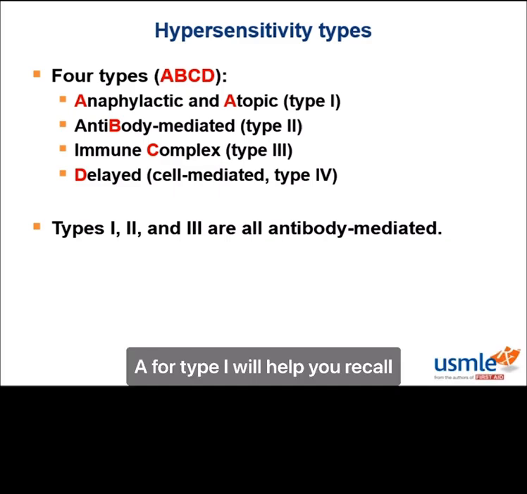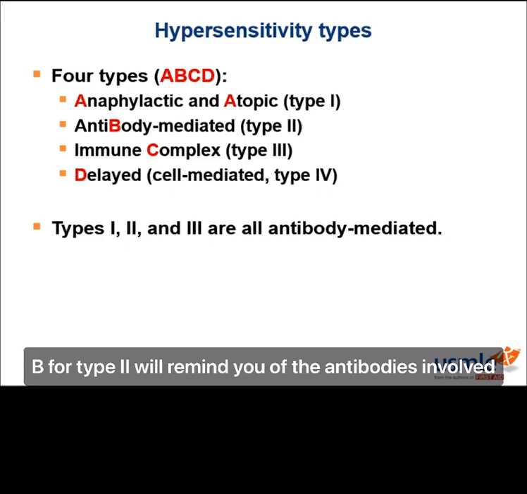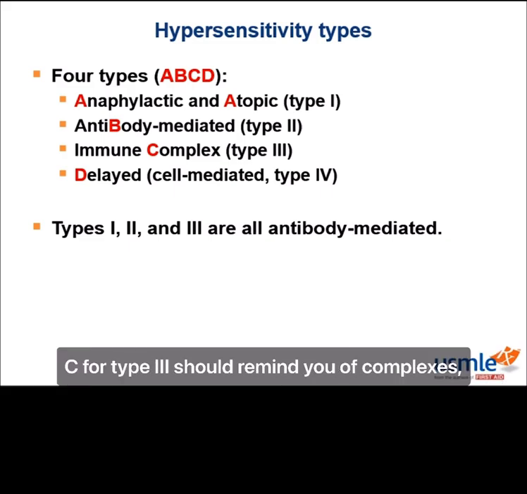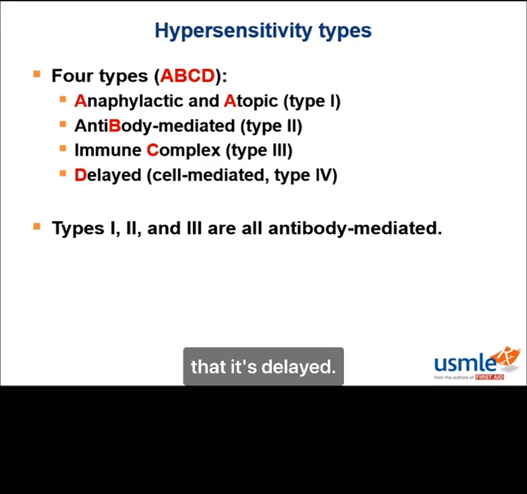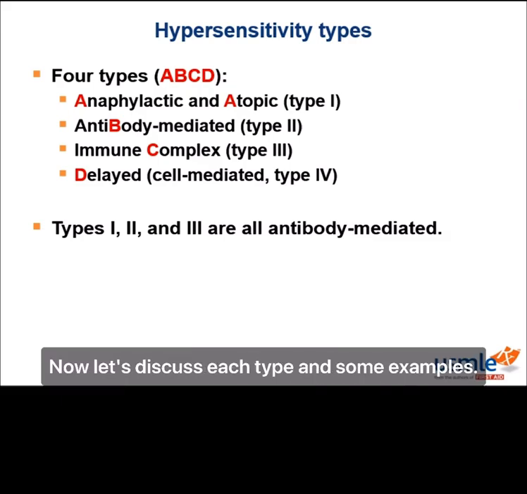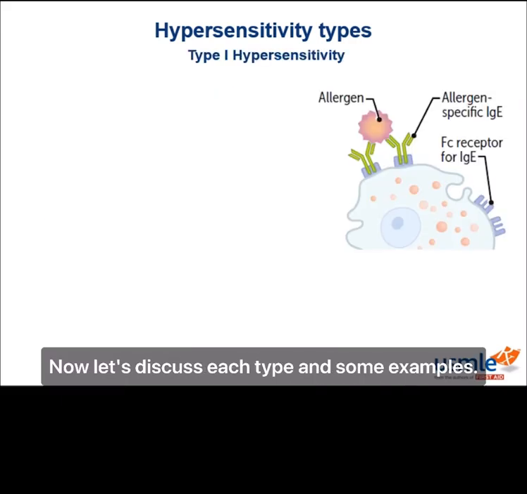A for type 1 will help you recall both anaphylactic and atopic responses. B for type 2 will remind you of the antibodies involved in the mechanism. C for type 3 should remind you of complexes, meaning immune complexes. And D for type 4 should help you remember that it's delayed. Now let's discuss each type and some examples.